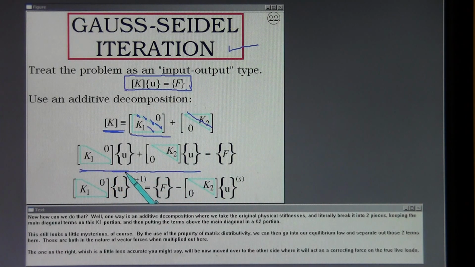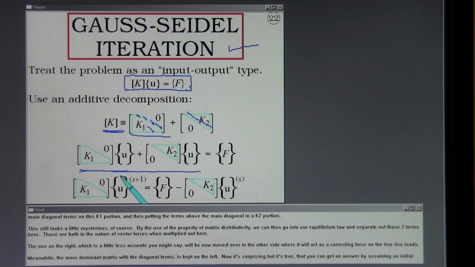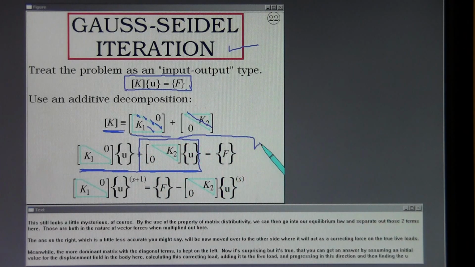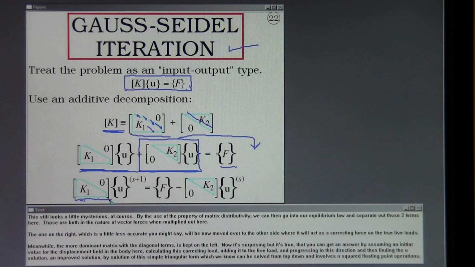Those are both in the nature of vector forces when multiplied out here. The one on the right, which is a little less accurate, you might say, will be now moved over to the other side where it will act as a correcting force on the true live loads. Meanwhile, the more dominant matrix with the diagonal terms is kept on the left.